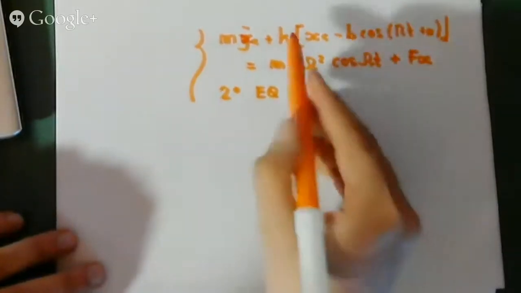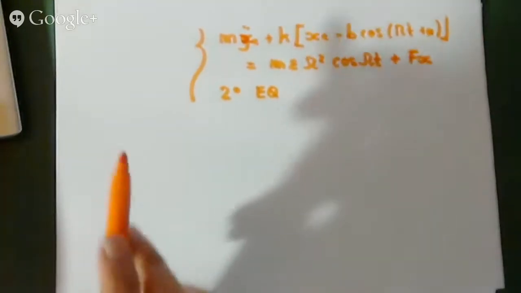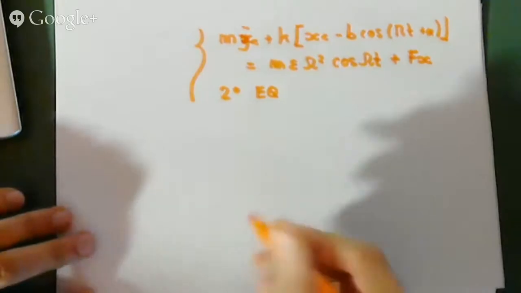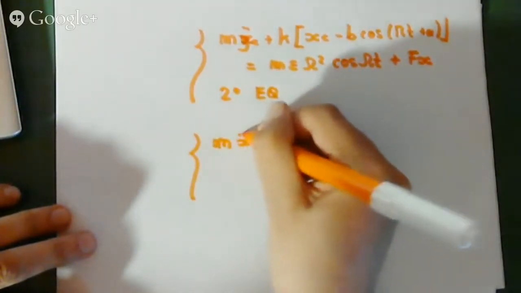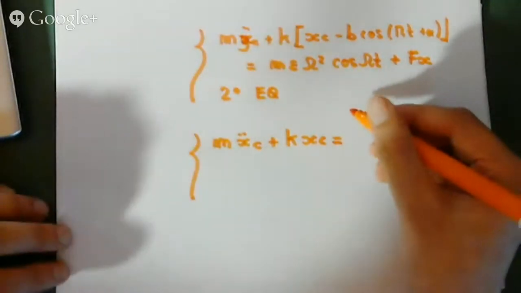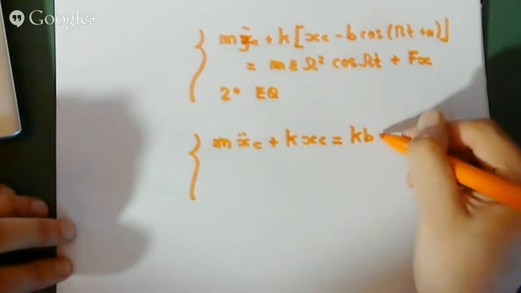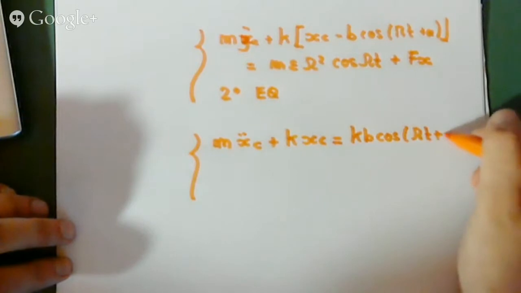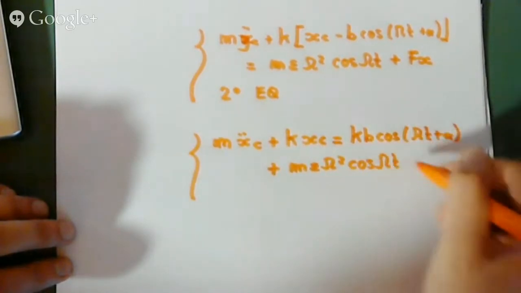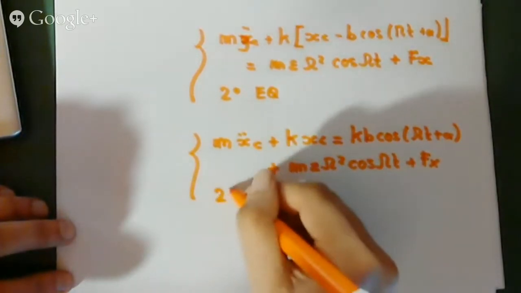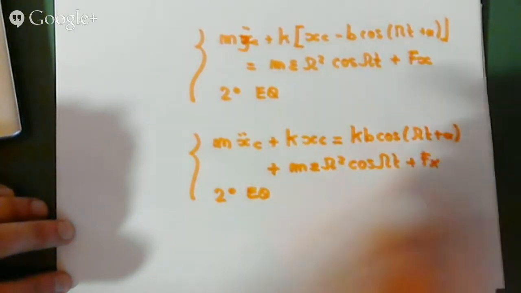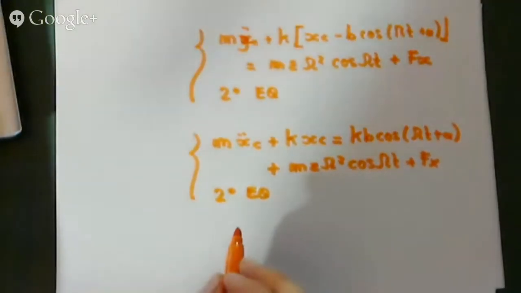So we can put k, the effect of the shaft bow, as forcing terms in the right side, obtaining m xc double dot plus k xc equal to kb cosine of omega t plus alpha plus m epsilon omega squared cosine of omega t plus Fx, and the second similarly. So we have an unbalanced force, a shaft bow force, and an external force.